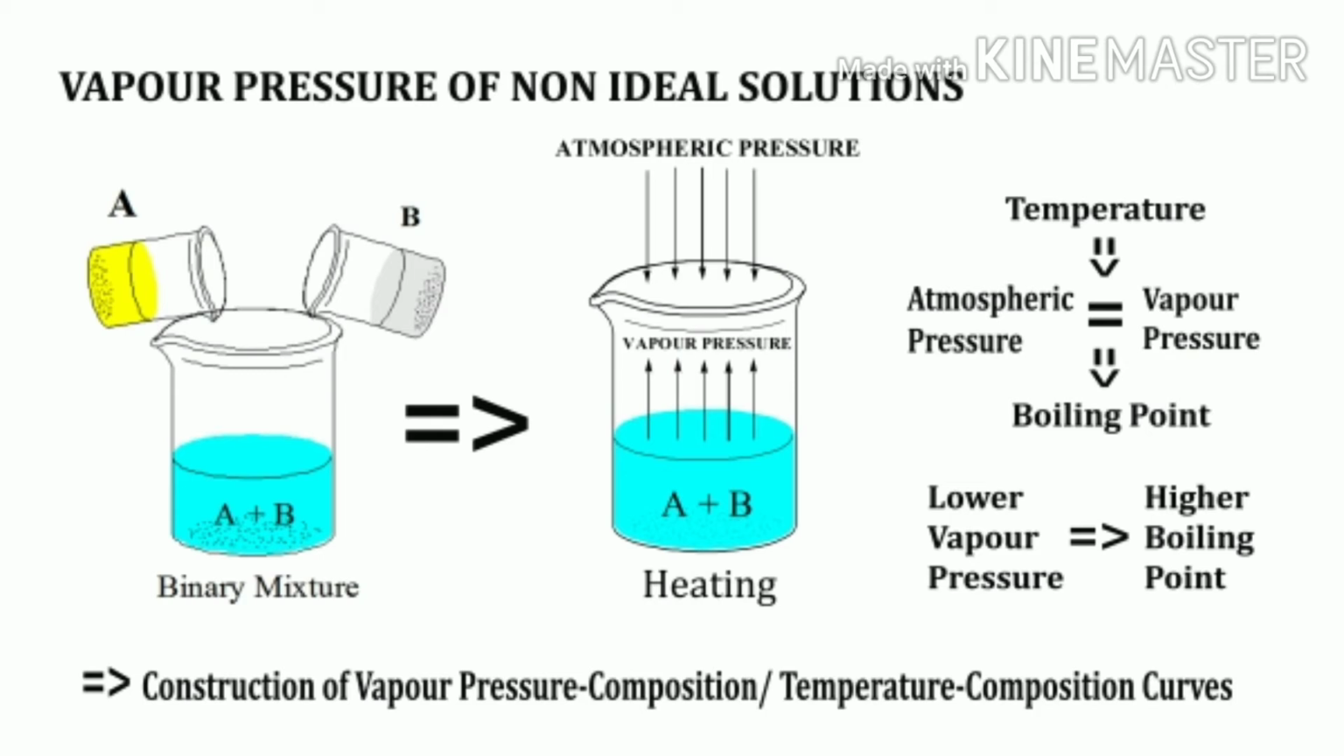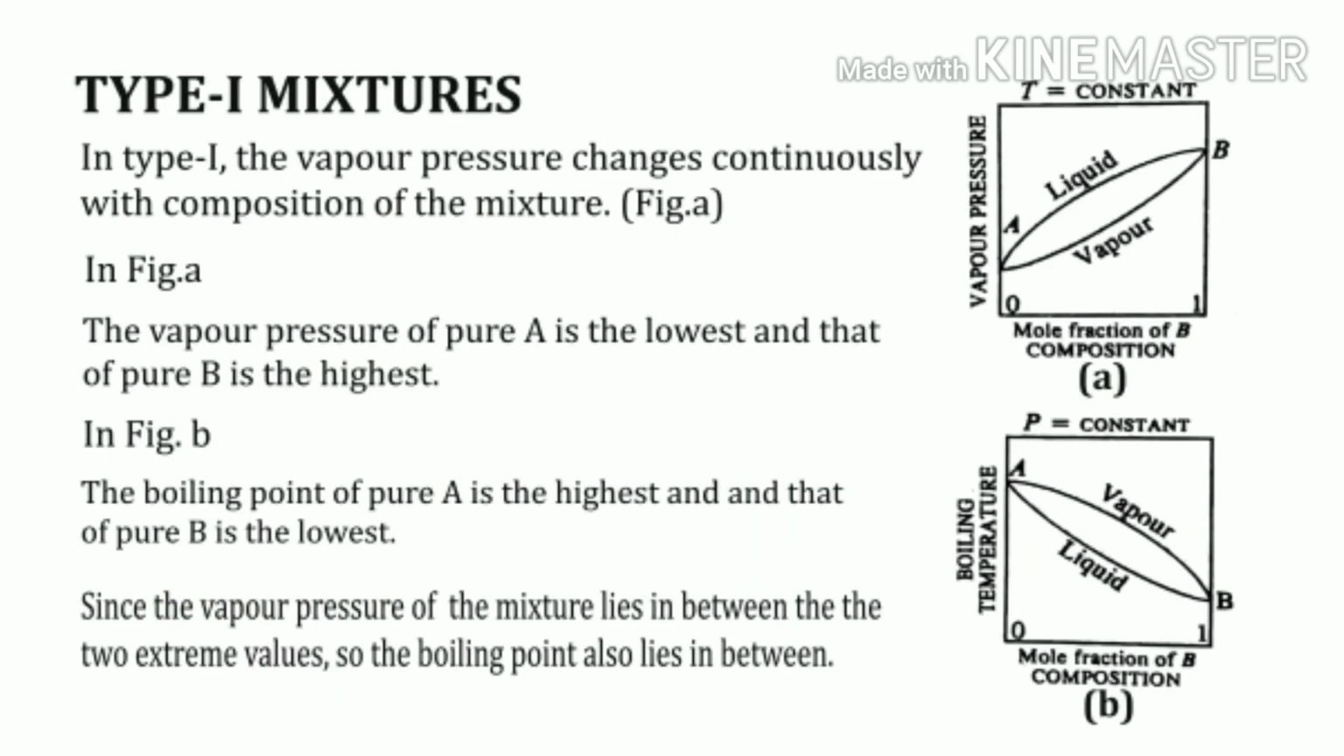To discuss such types of curves, we have to consider that the liquid phase and the vapor phase are both in equilibrium with one another. Let us discuss the type 1 mixture. In type 1 mixture, the vapor pressure changes continuously with the composition of the mixture as shown in figure A.